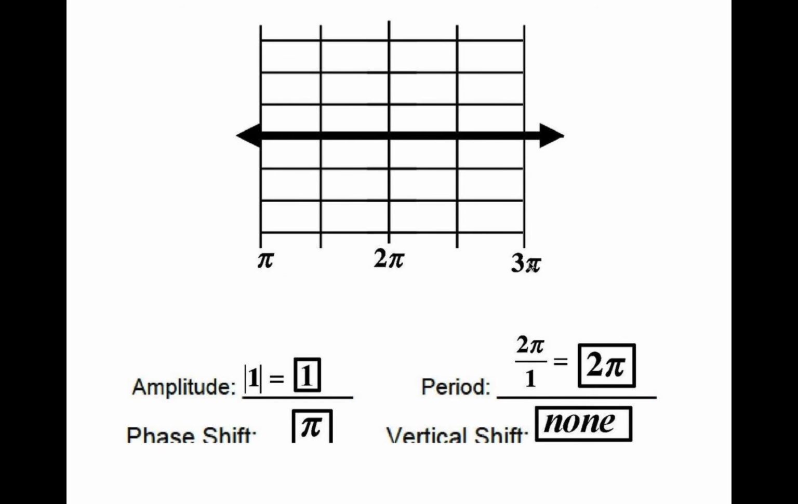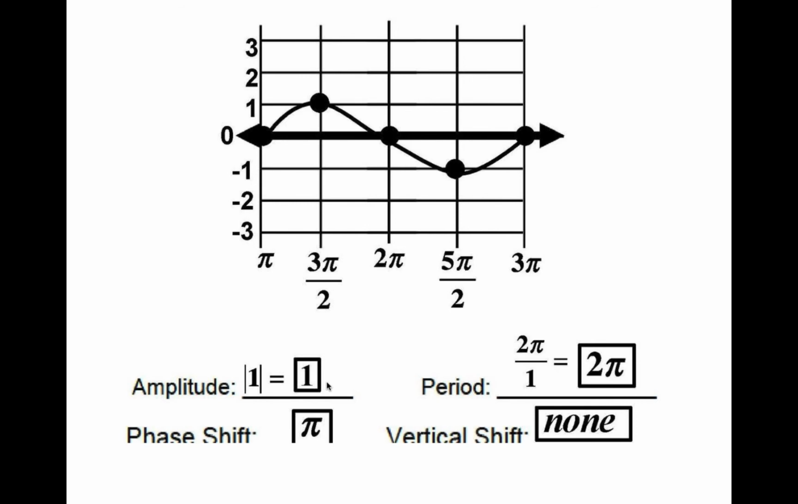So halfway between pi and 3 pi is 2 pi. Add these up, take half. We're going to get 3 pi divided by 2. Add these up, take half. We're going to get 5 pi divided by 2. So then we can scale our axes. Sine starts at 0, 0. And then we're going to go to our amplitude 1, back to 0, down to the amplitude -1, back to 0. So there's our graph.